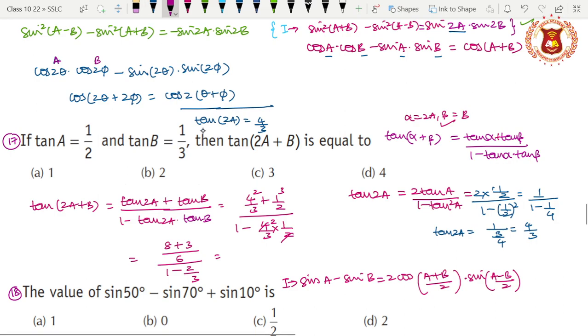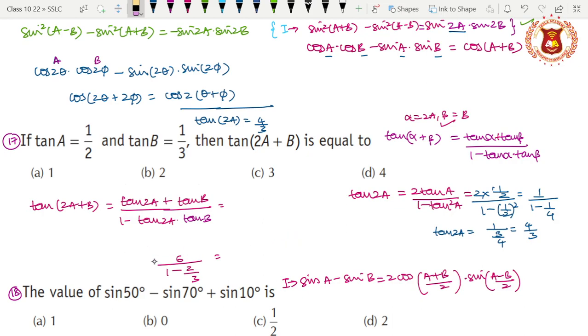Okay, there's some mistake here. Notice it very carefully. Now tan 2A is 4 by 3 plus tan B is 1 by 3, whole divided by 1 minus tan 2A, which is 4 by 3, into 1 by 3, right?